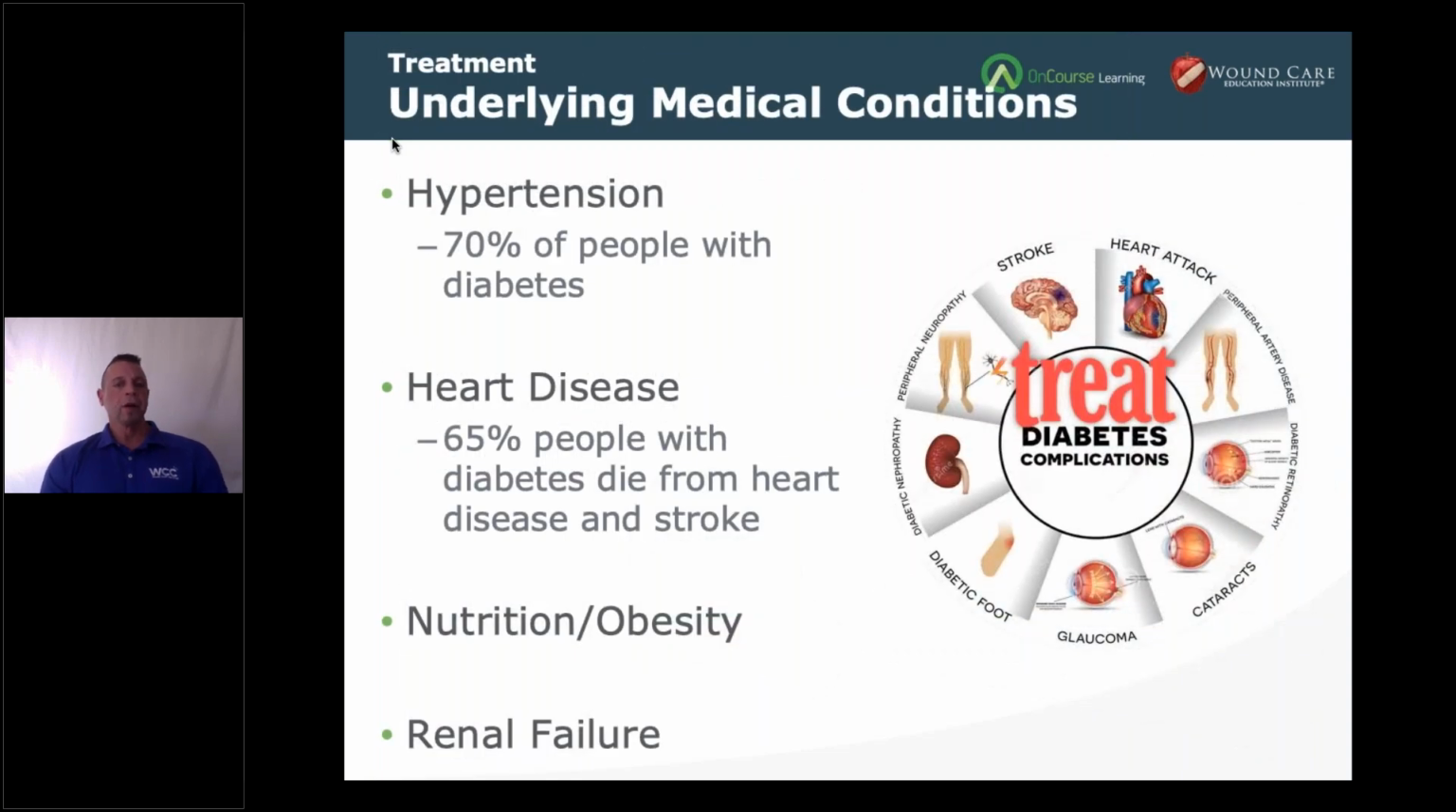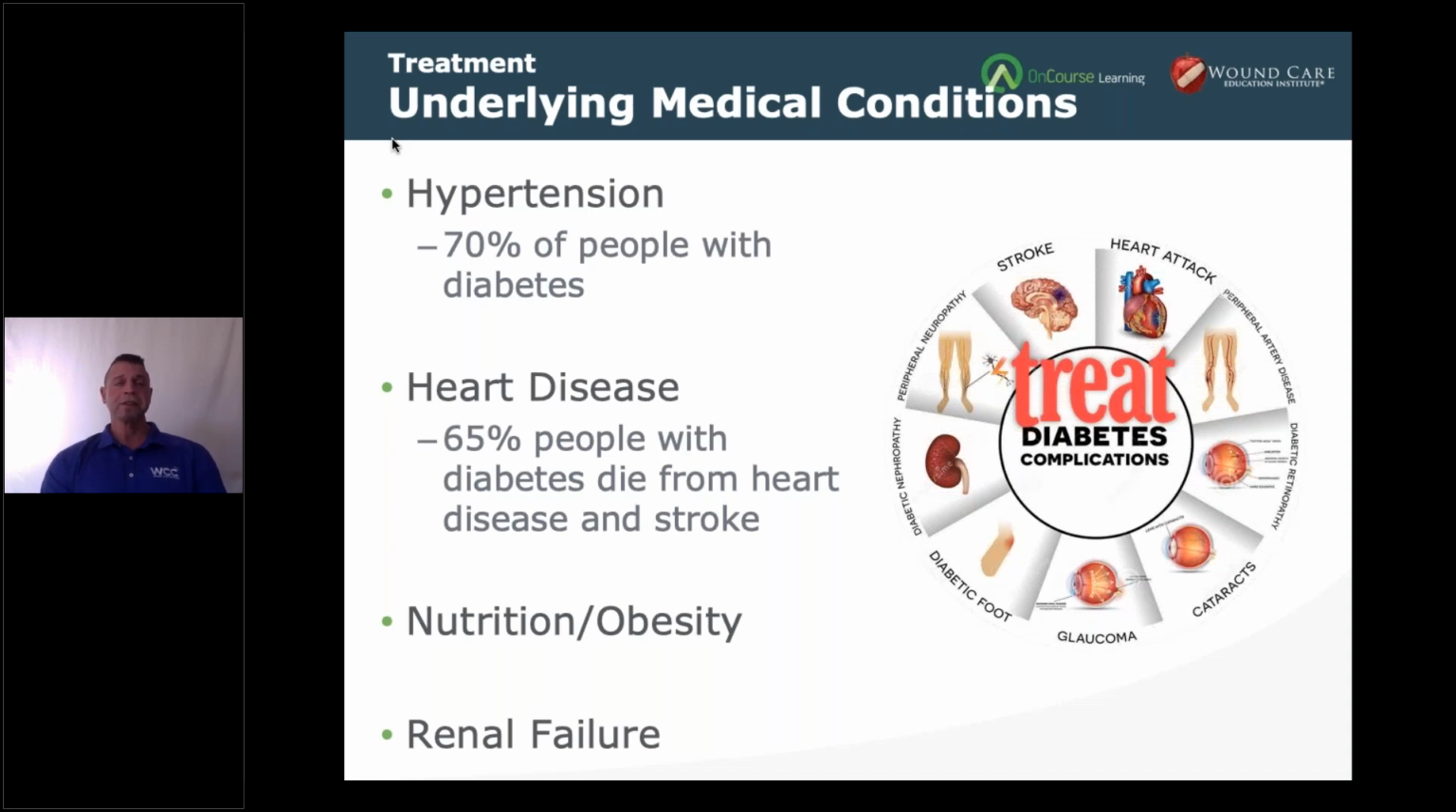We need to make sure that we're also dealing with any underlying medical conditions that also could contribute to the healing process. It is said that 70% of patients with diabetes have high blood pressure. So we need to make sure that is managed effectively. Okay? It is said that 65% of people with diabetes die from heart disease and stroke. So heart disease is an issue. Again, nutrition and obesity, they pretty much go hand in hand. Okay, obesity is a very common thing in diabetics, okay?